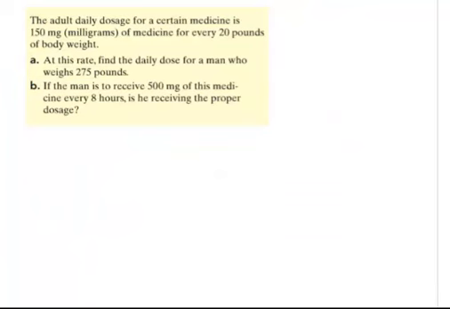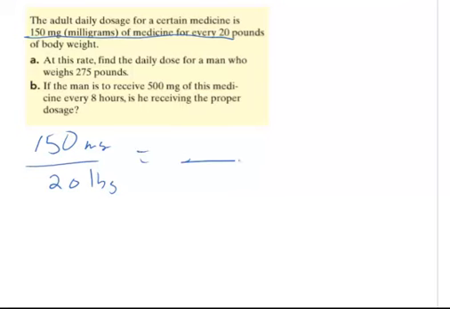All right, and so for our last problem here out of 5.1, it says the adult daily dosage for a certain medicine is 150 milligrams of medicine for every 20 pounds of body weight. It says at this rate, find the daily dose for a man who weighs 275 pounds. Okay, so I'm going to use the pieces of information that I have here. We need 150 milligrams for every 20 pounds of weight. This man weighs 275 pounds. We want to figure out how much medicine he's going to need.